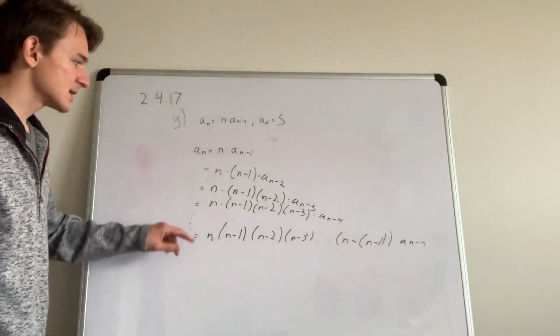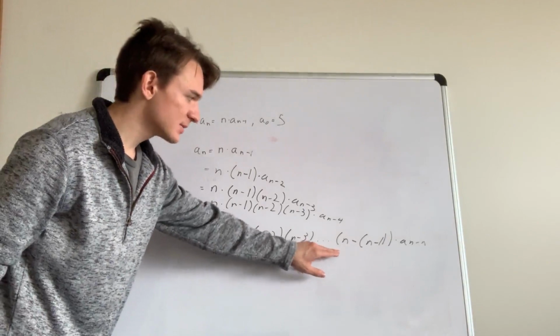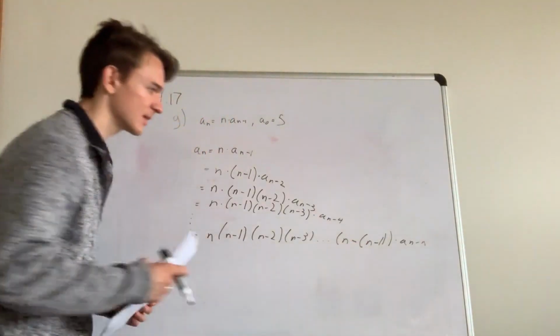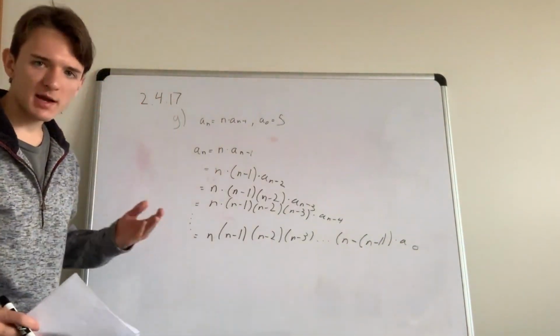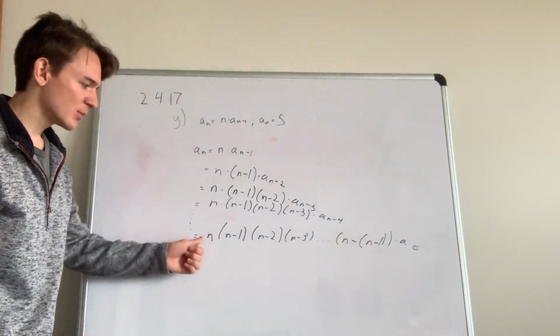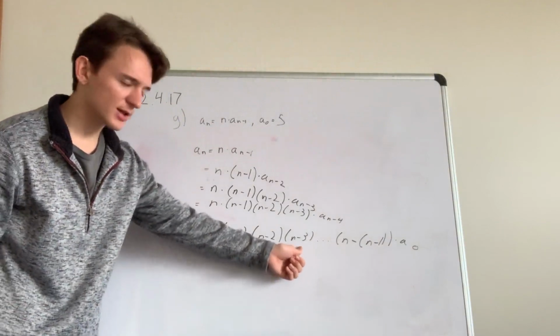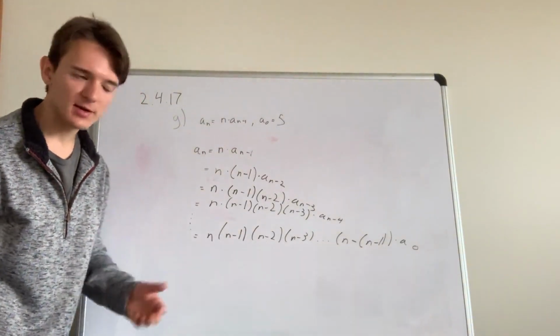Right? So we have some sequence. It ends up with times 1 times a of n minus n. Now this is just a of 0. So we see a pattern emerging. We also see that we continue to multiply by the previous value minus 1, the previous value minus 1 again, or n minus 1, n minus 2, and so on and so on.